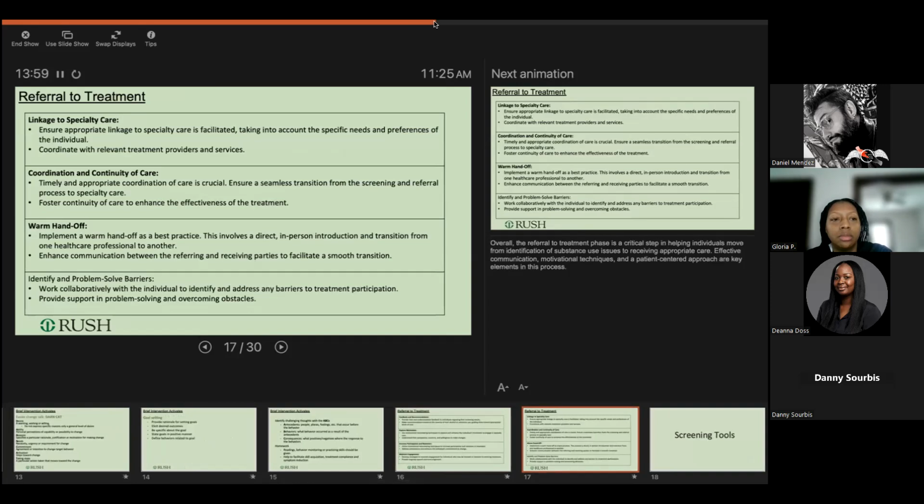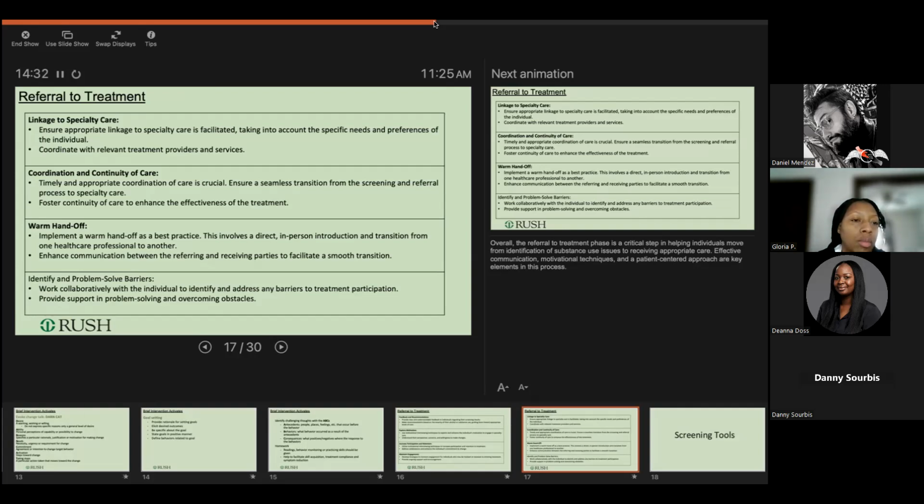We also like to do linkage to specialty care, so that appropriate linkage to specialty care is facilitated, taking into account the specific needs and preferences of the individual. You want to coordinate with relevant treatment providers and services. And then coordination of continuity of care: timely and appropriate coordination of care is crucial. You want to ensure a seamless transition from the screening and referral process to specialty care, and foster continuity of care to enhance the effectiveness of the treatment.